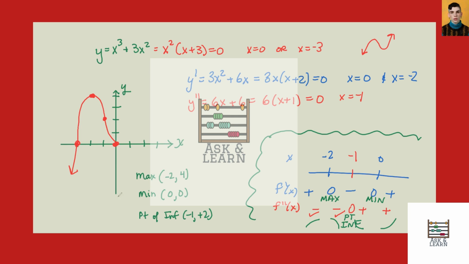So let's just plug in one point on the right side. How about plugging in 1? We plug in 1, we get 4. So then that would be up here. And I think that's sufficient. We have drawn our graph. No horizontal asymptotes, no vertical asymptotes, just a nice, wonderful cubic function.